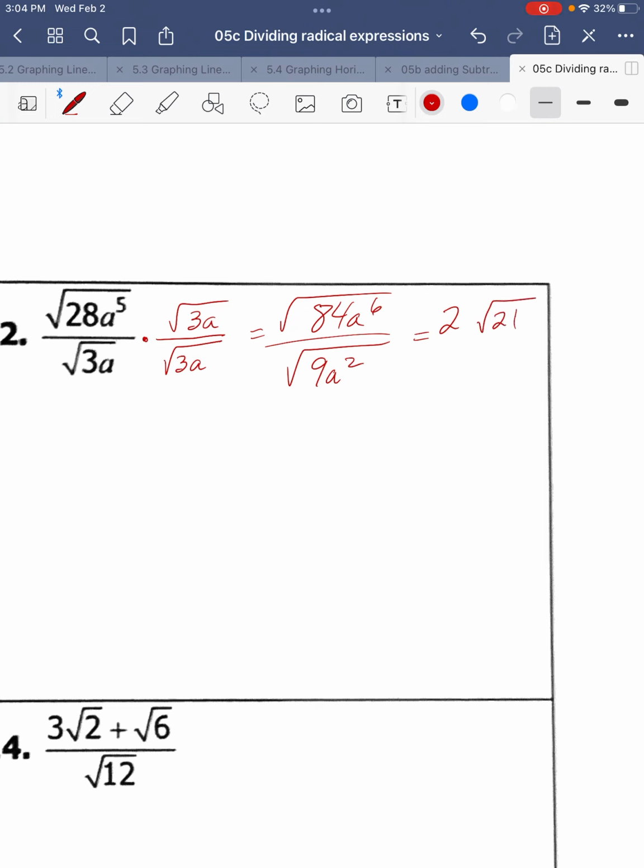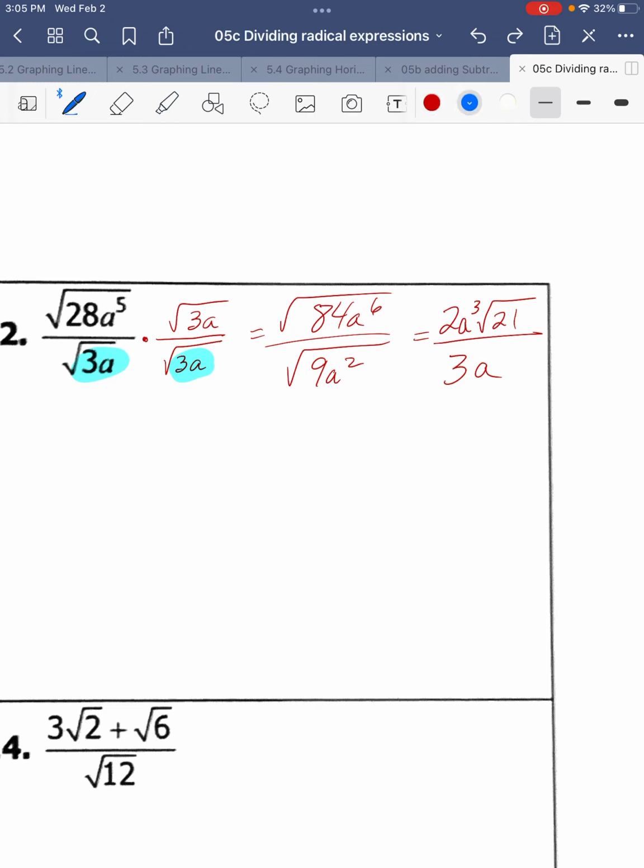Look at my a to the 6th, square root of a to the 6th. So how many groups of 2 can I take out of 6? That's 3, so that's a to the 3rd on the outside with no more a's left on the inside. In the denominator, I have the square root of 9a squared, which is 3a. If you would have taken a look back here, when you multiply 2 square roots with the same exact number and variable underneath, it's going to end up being the exact same thing after you square root it.